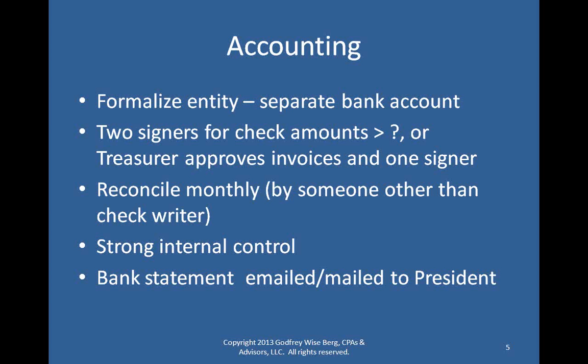As far as checking accounts, we want to have a separate bank account from any individual. In some cases, we're going to want to have possibly two signers for check amounts. This is usually a policy for amounts greater than, it could be $1,000 for your organization, it could be $2,500. However the size of your organization is going to somewhat dictate what that amount may be. Or another internal control type item, as we call them: if your treasurer were to approve invoices and then someone else would prepare and sign the checks, then that can also lend to good internal control.